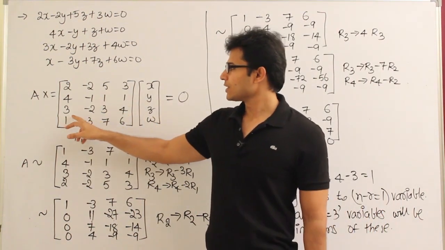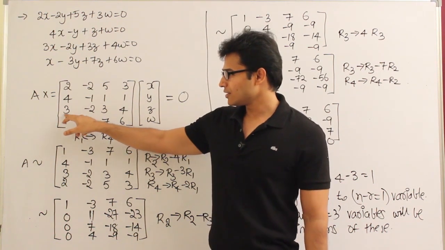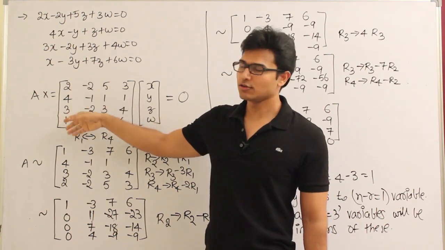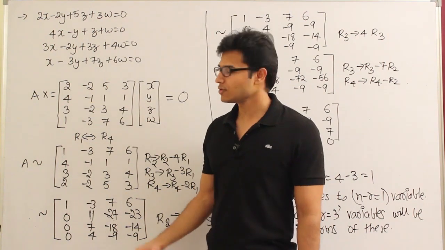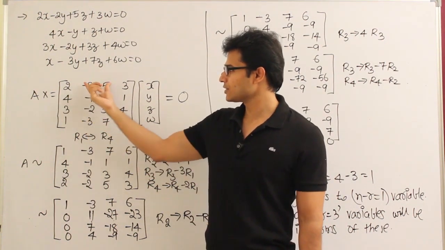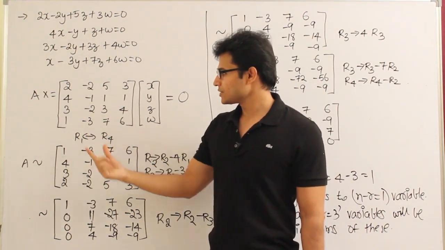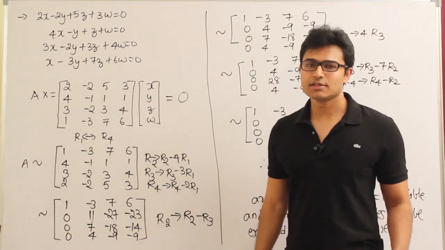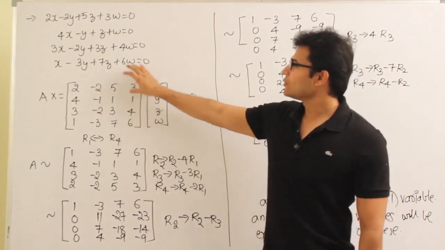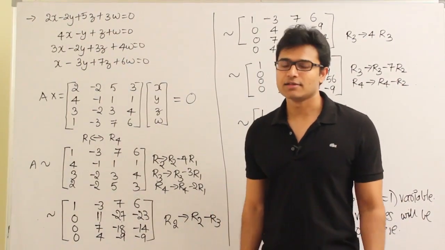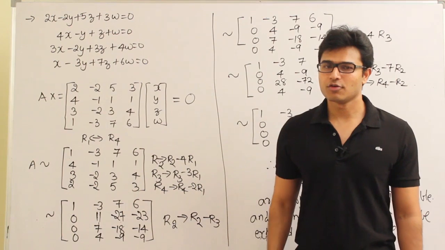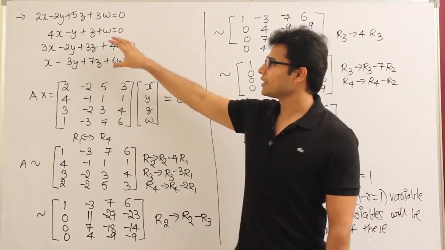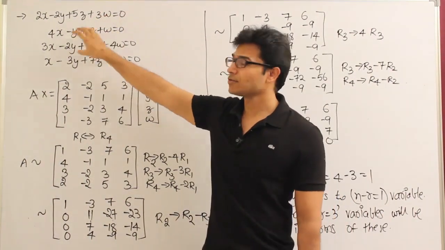So if you observe this, 1 is already here. It is better if I have this 1 at the beginning, so that I can use it to make all the elements zeros. For that reason, I'm just exchanging R1 and R4. Even if you exchange R1 with R4, since it is only a row operation, you will again get back all these equations. That is why you are supposed to apply only row transformations. Again you will get the equations which will be equivalent to this system.